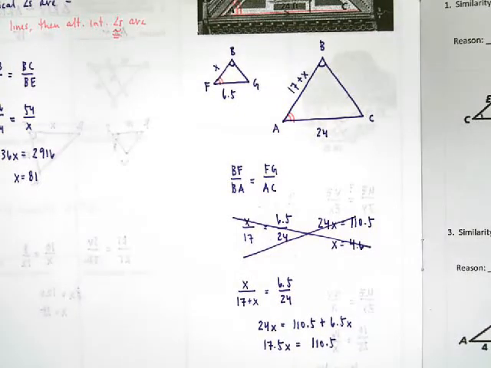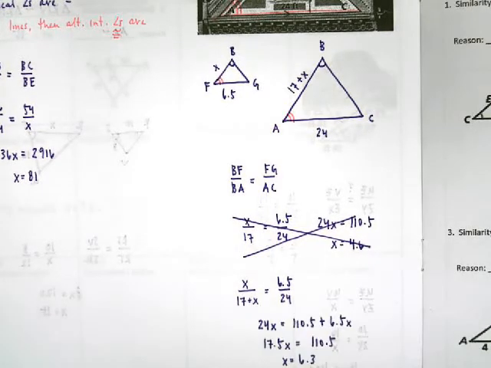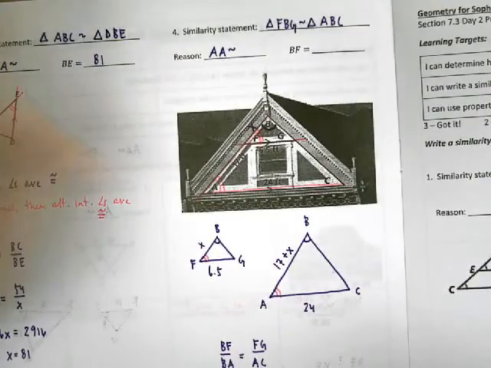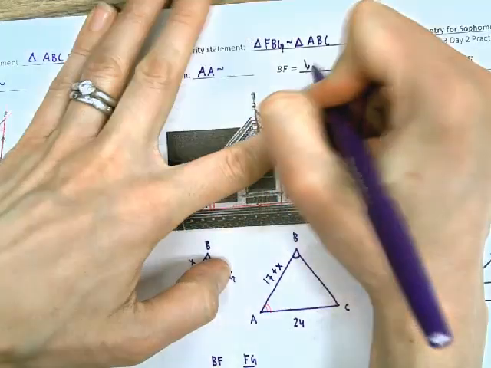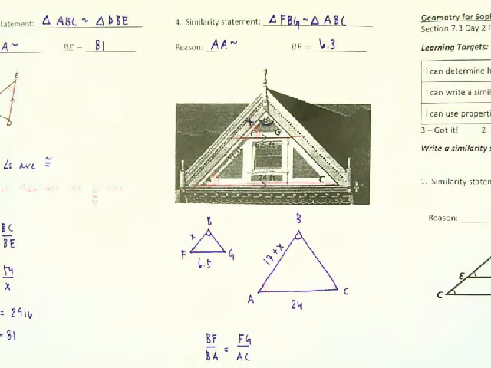So now I'm going to divide. And I get x equals 6.3, approximately. Okay, so then BF there is 6.3 feet. So I apologize for that error there.